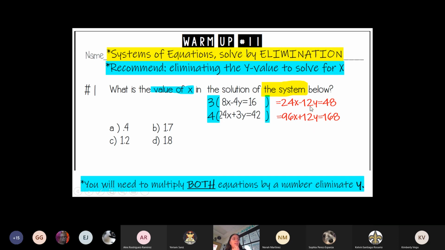Now that I have the same coefficient with opposite signs, I'm going to add the equations together. When I add these equations together, I get 120x plus 0 is equal to 216. Now I divide by 120 on both sides, and I find that x is equal to 1.8.